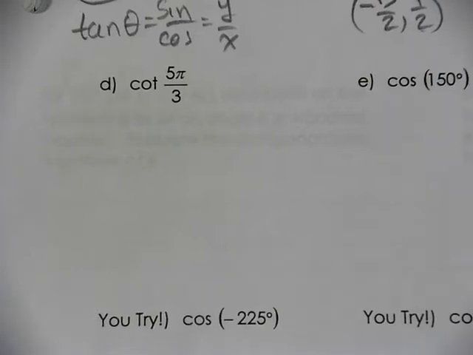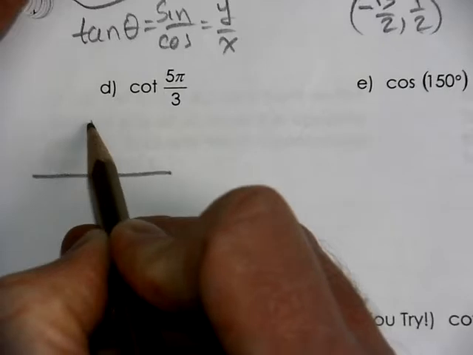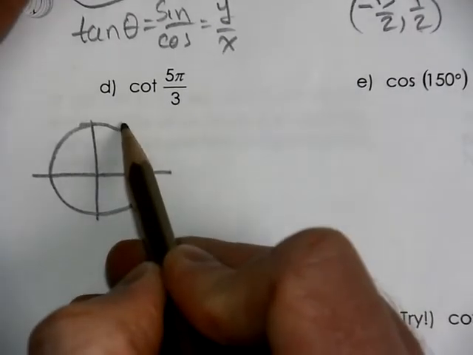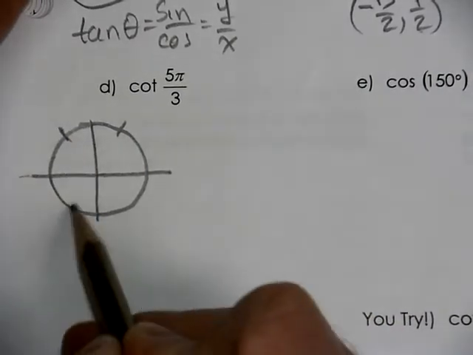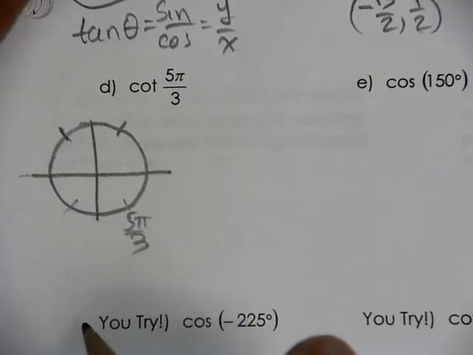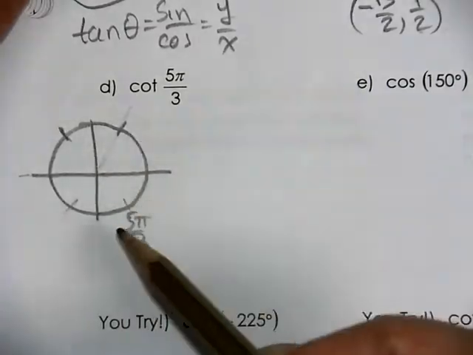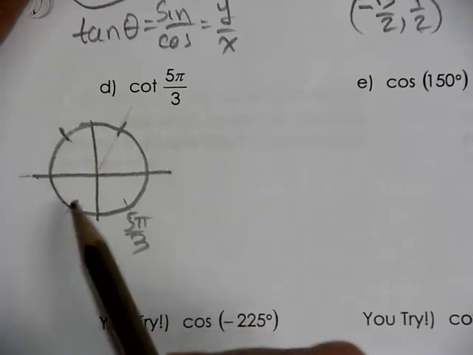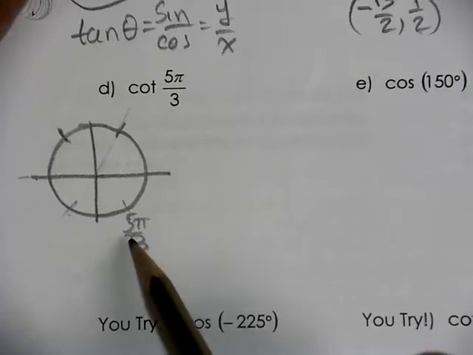Now we're on cotangent. Cotangent, we're going to do the same practice. We're going to first make our angle. This would be 1/3, 2/3, 3/3, 4/3, 5/3. This is 5 pi over 3. We know that 1/3 is 60 degrees. So if you need to count by 60s, 60, 120, 180, 240, 300, this would be where 5 pi over 3 is.